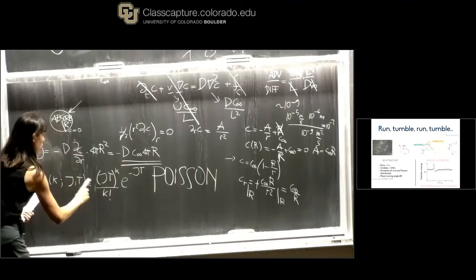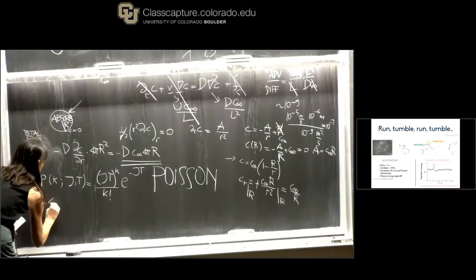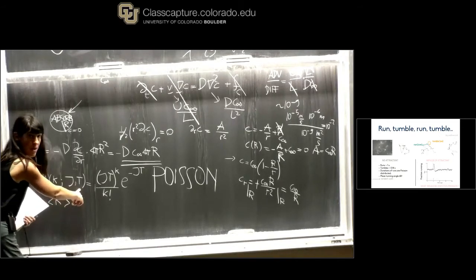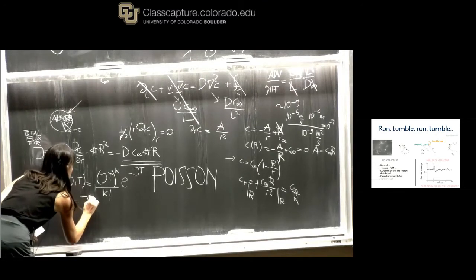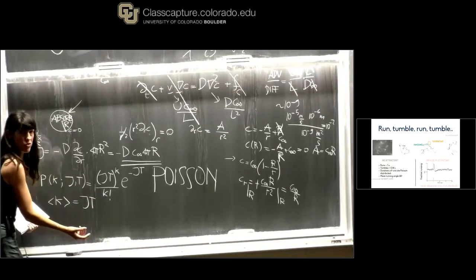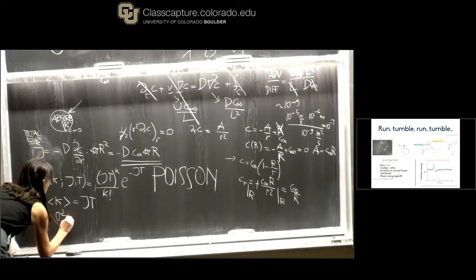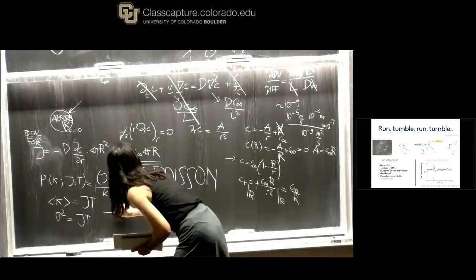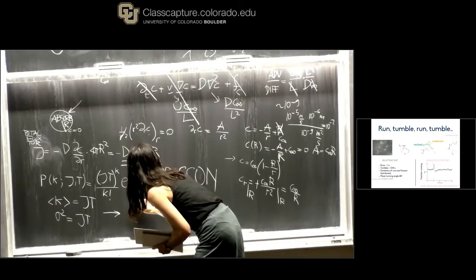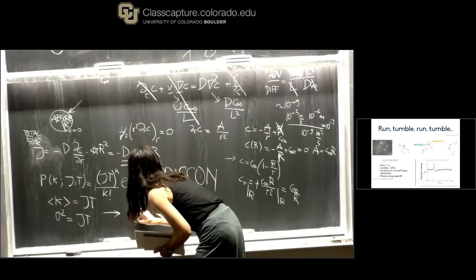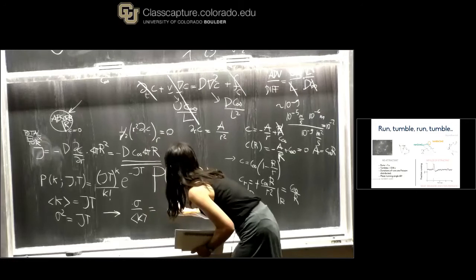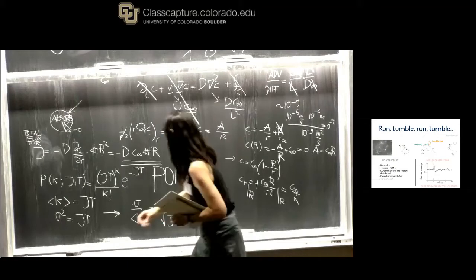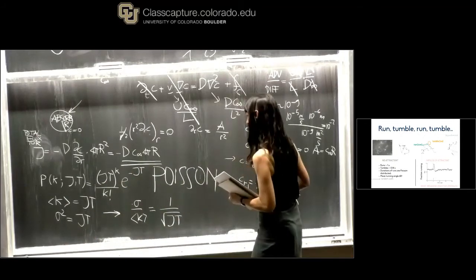So if you count, you know that the average k will be just your rate of encounter times the time you measure. So this is equal to jt. And also another property of the Poissonian is that sigma square is also equal to jt. And so the relative error that you make in counting, so we'll call it sigma divided by k, is 1 divided by square root of jt.